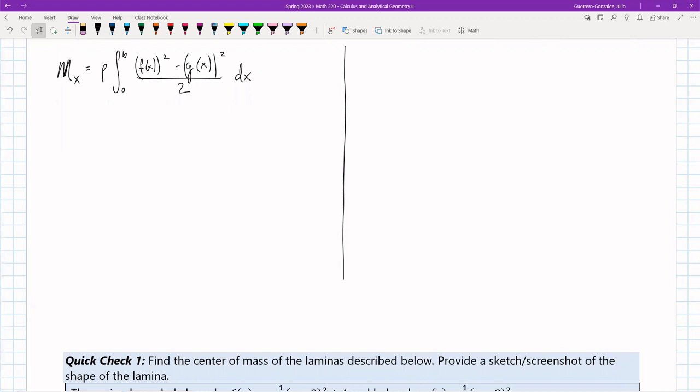Again, don't mess up on the calculation. The equation in itself has a negative, and your g of x in this case has a negative, so you have to make sure you're handling both at the same time. So this is equal to rho times the integral from 0 to 2.5 of (minus x squared plus 2x) squared minus (minus 1/2 x) squared, all over 2, dx.